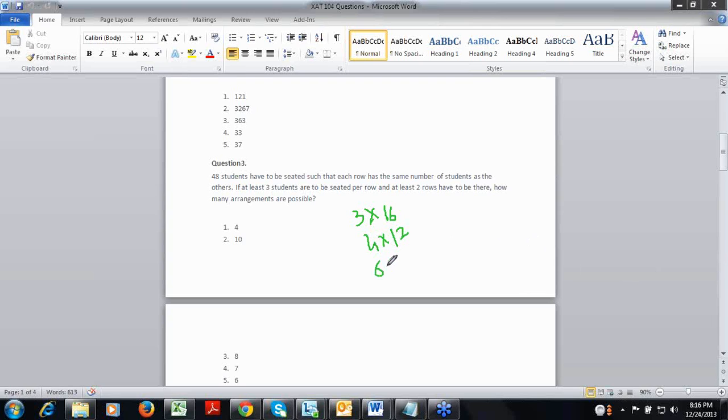Moving on. 6, 8. Then 8 students, 6 rows. 12 students, 4 rows. And 16 students, 3 rows. 24 students and 2 rows.